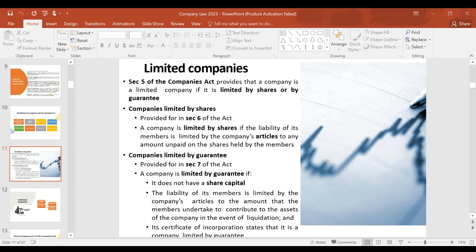The same as Section 7, which indicates that a company is limited by guarantee if it does not have share capital, and the liability of its members is only limited to the amount that the members undertake to contribute towards the assets of that particular company in the event of winding up. Also, if a company is limited by guarantee, then its certificate of incorporation will state that that particular company is limited by guarantee.